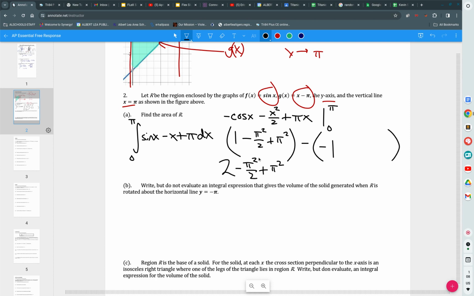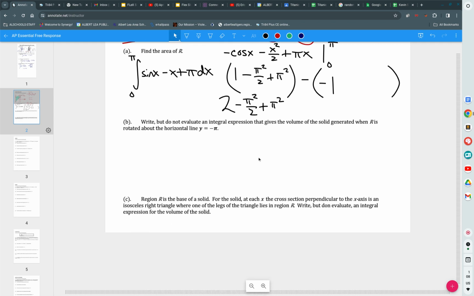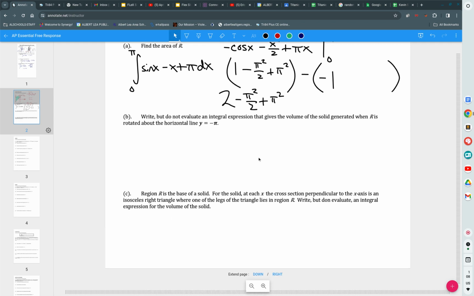Okay. So then we move on to letter B. Notice that in letter B, we don't have to actually make a calculation here. It says write, but do not evaluate, an integral expression that gives the volume of the solid generated when R is rotated about the horizontal line y is equal to negative pi. Go ahead, take a minute and a half, see if you can design this on your own. Talk to the person next to you if you'd like to, but try to write this one on your own.